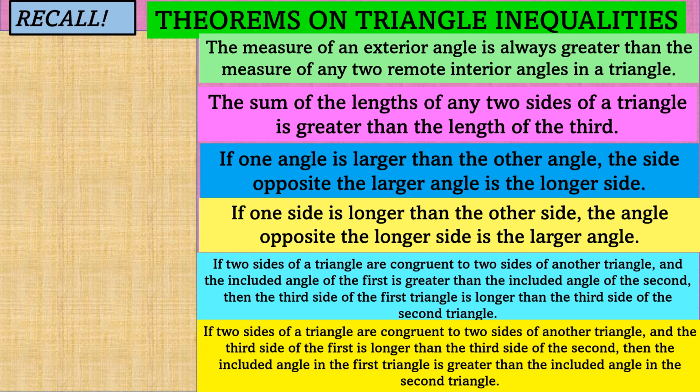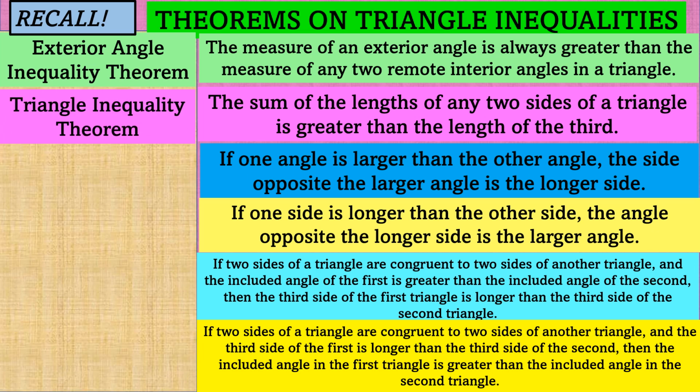What theorem states that the measure of an exterior angle is always greater than the measure of any two remote interior angles in a triangle? So we have the exterior angle inequality theorem. Next, what theorem states that the sum of the lengths of any two sides of a triangle is greater than the length of the third? So we have the triangle inequality theorem.